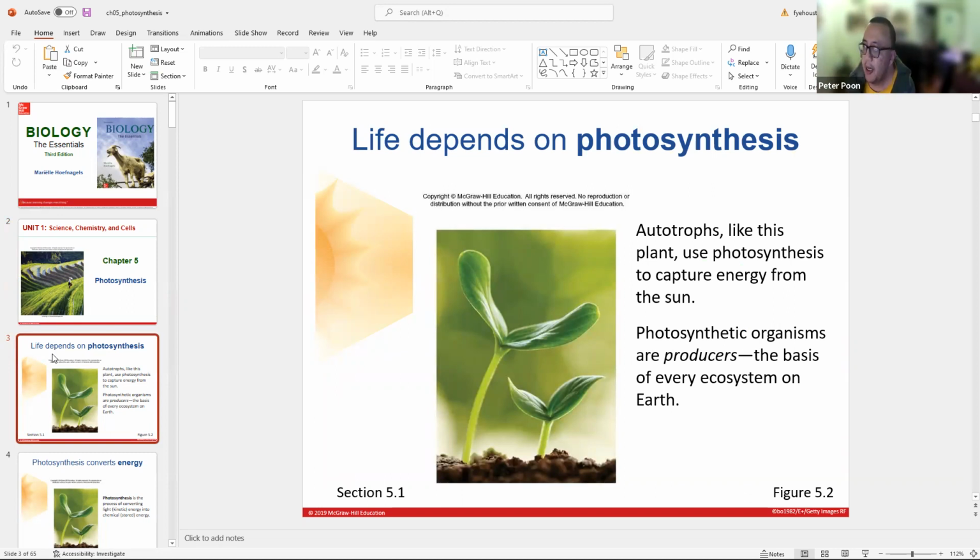Autotrophs, like this plant right here, use photosynthesis to capture solar energy from the sun. By definition, things that use photosynthesis are producers. They'll produce energy for the rest of us. They are also by far the dominant group. There are more producers than there are consumers, by about a 10-to-1 ratio.